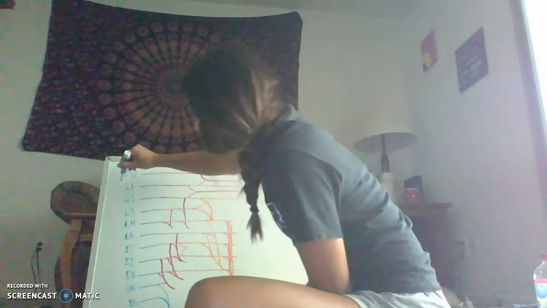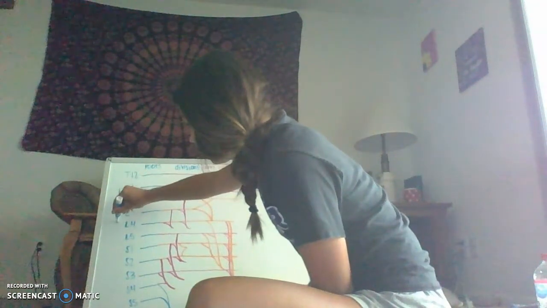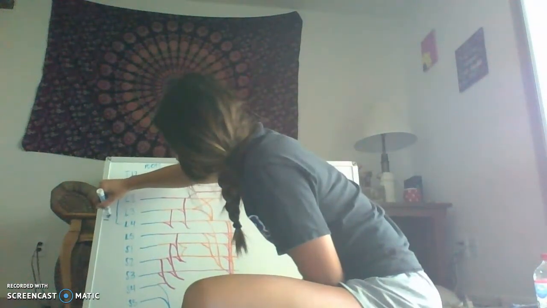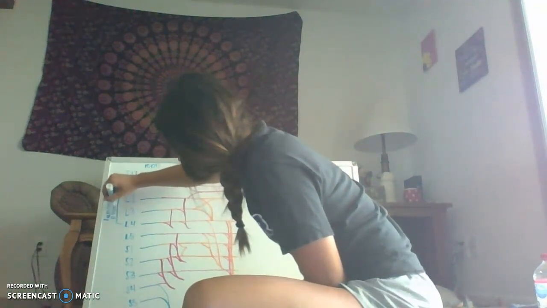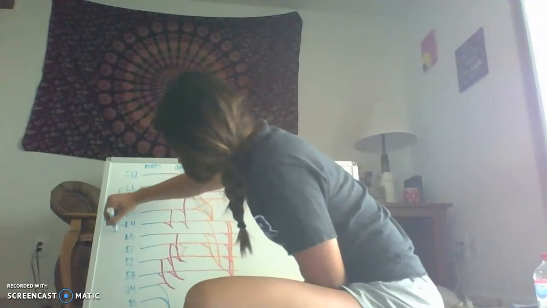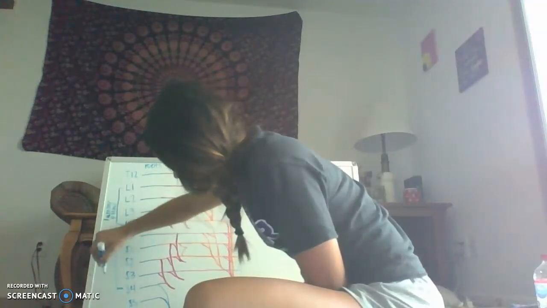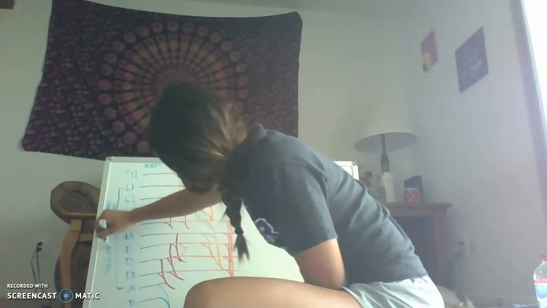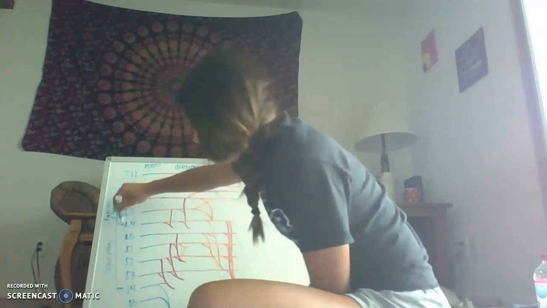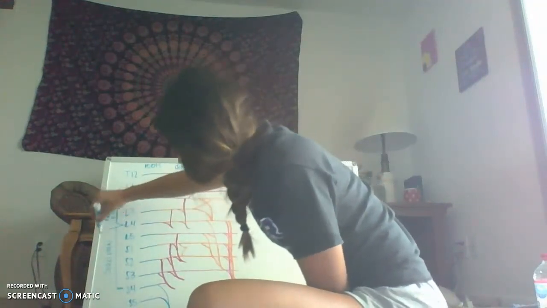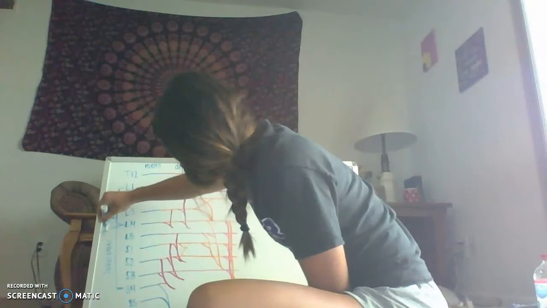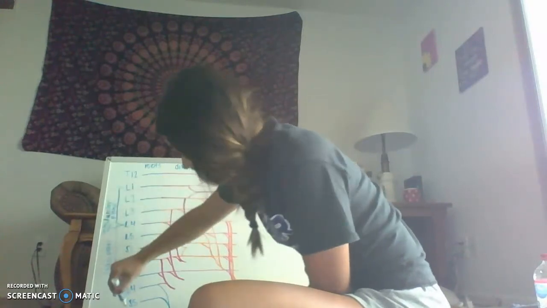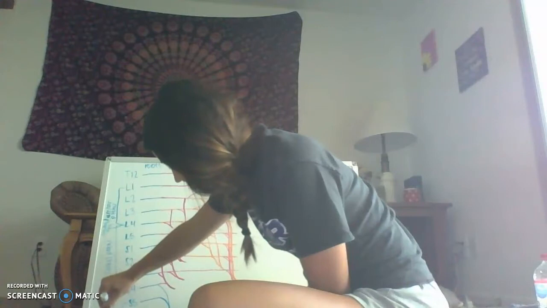First, the lumbar plexus goes from L1 to L4. And then we have the sacral plexus, which goes from L4 to S4. And then in between L4 and L5, we have the lumbosacral trunk. And then S5 to CO1 is the coccygeal plexus.